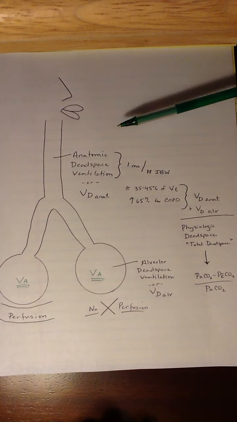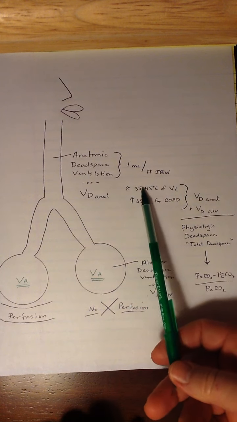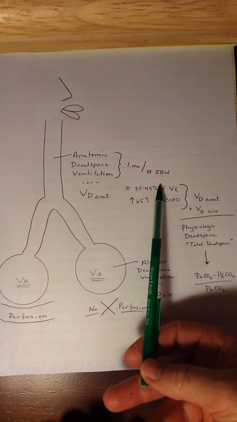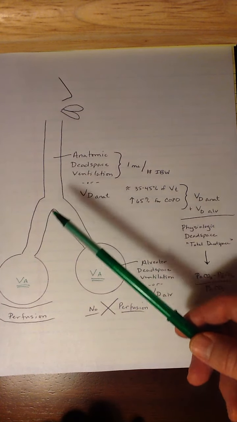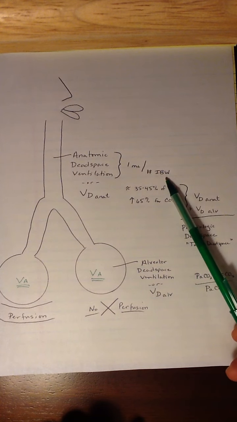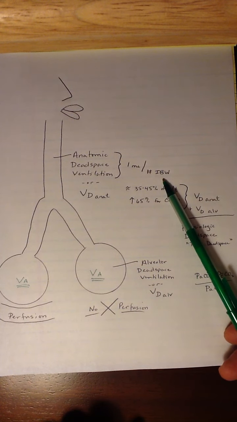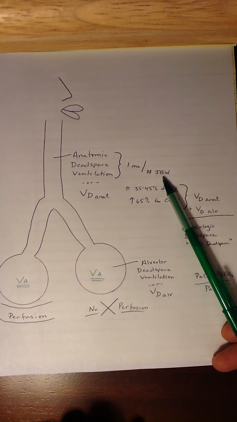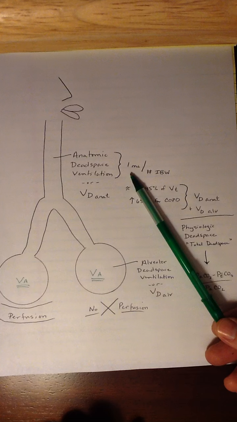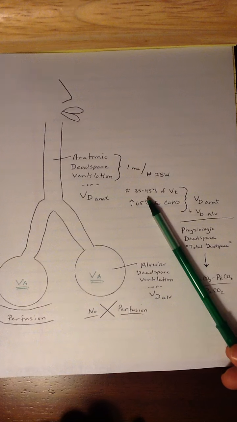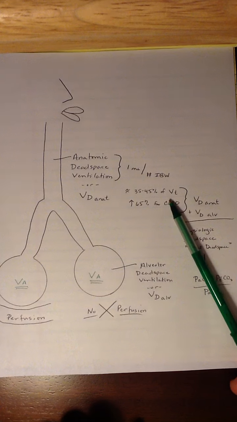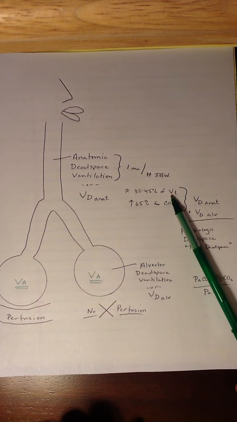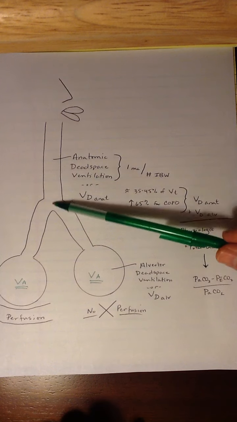As a quick review, anatomic dead space can be calculated at approximately 1 milliliter per pound of ideal body weight. So the anatomic dead space that all of us have residing within the airways as a reservoir, we can take the patient's ideal body weight. If the patient weighs 150 pounds, then they'll have 150 milliliters of dead space. That should represent approximately 35 to 45% of that patient's inspired tidal volume. Anywhere from a third to about half of the tidal volume will reside in the airways.